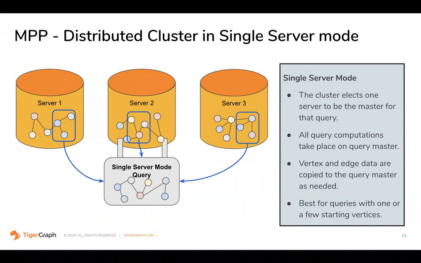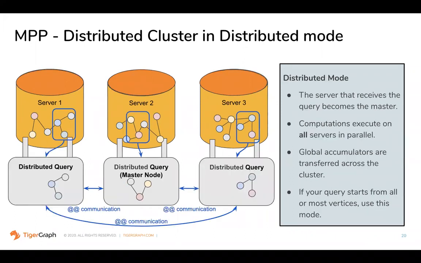And if the data is not in that particular server, we actually copy all of the data and bring the data to that particular node. And then all of the processing happens in that single node. And this is useful for simple queries where you are only dealing with a subset of vertices.